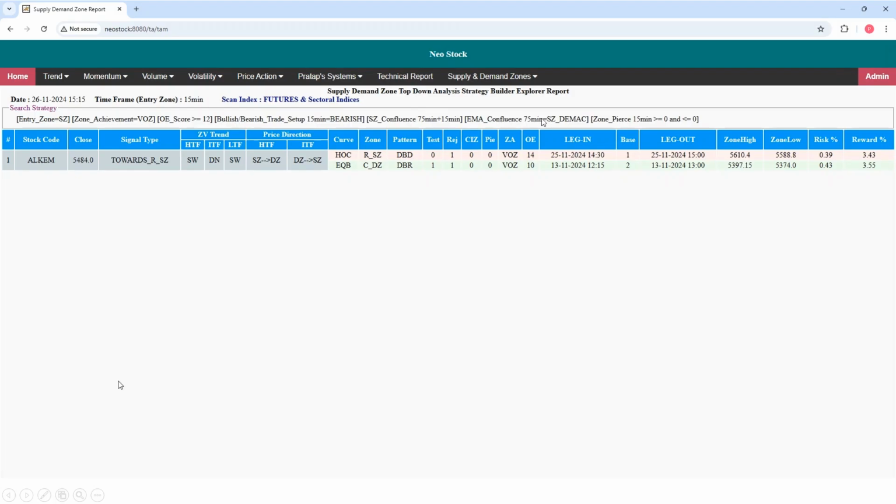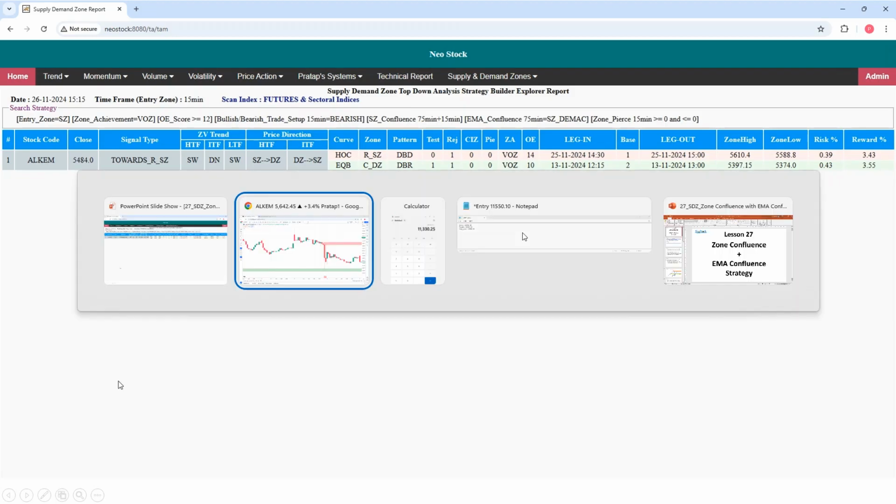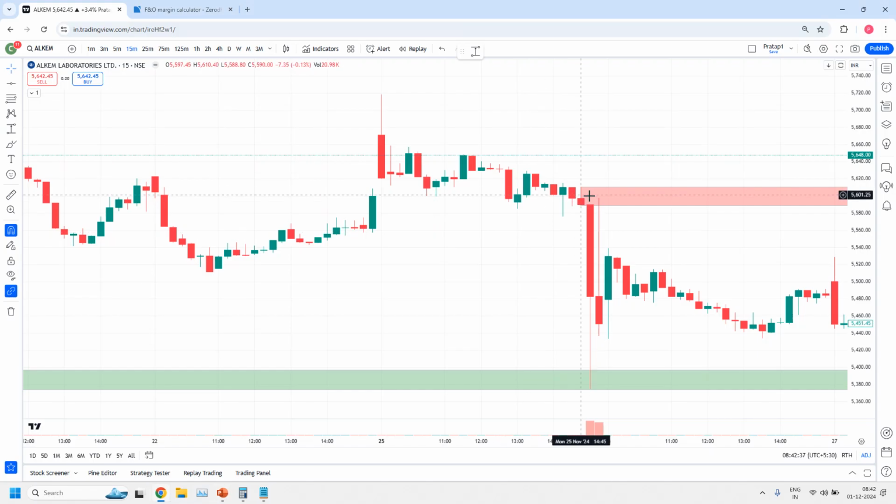And look into the EMA confluence. 75 minutes supply zone confluence, that means ITF supply zone confluence. We have daily EMA confluence for this zone. And this zone is drawn with whatever demand and supply zones it has given. Entry should be in the supply zone, drop base, and this should be the target.